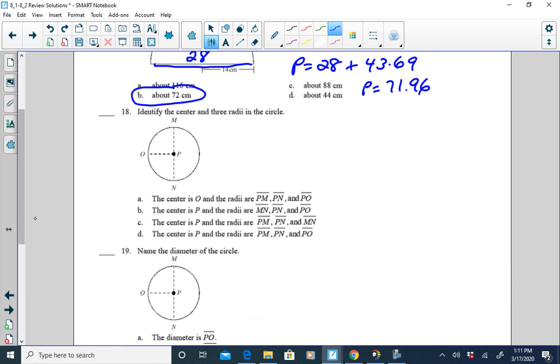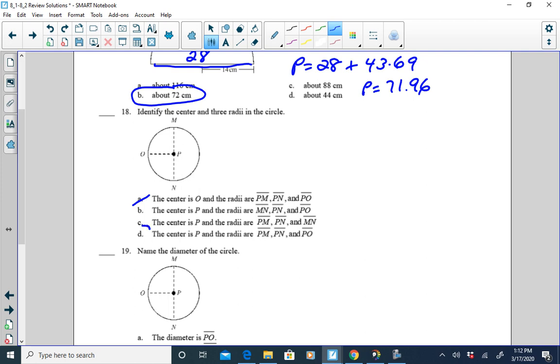All right, identify the center and 3 radii. Well, the center is P, so I can cross out answer A because that says the center is L, but we need 3 radii. Your radii are going to be, let's see, PM, is that a radius? PM, yes it is, PN and PO. All right, but we crossed that out, so we're looking for that. All right, let's see what we have.